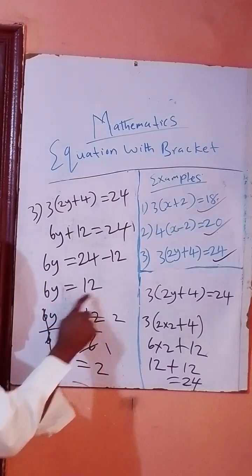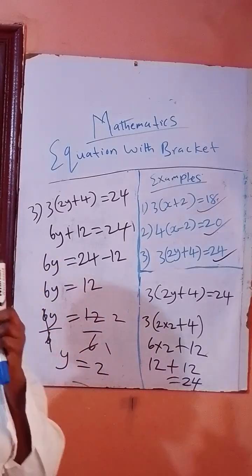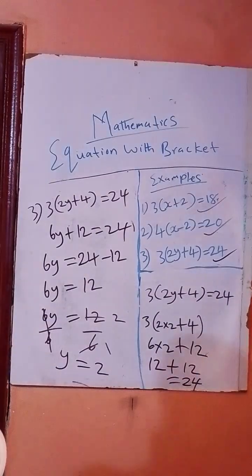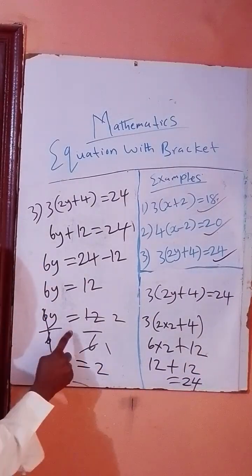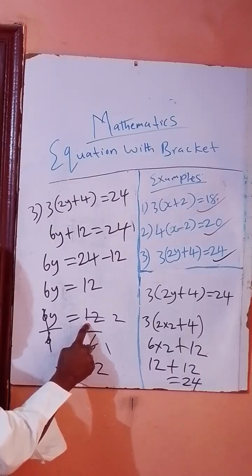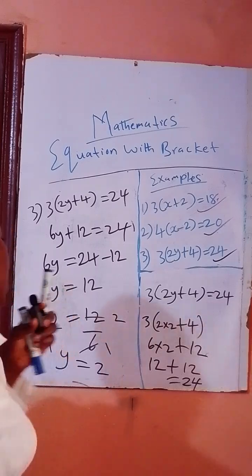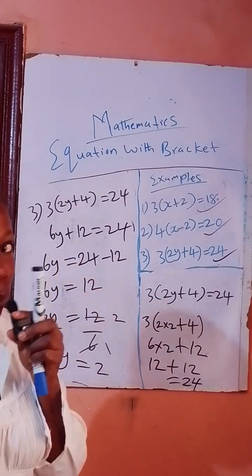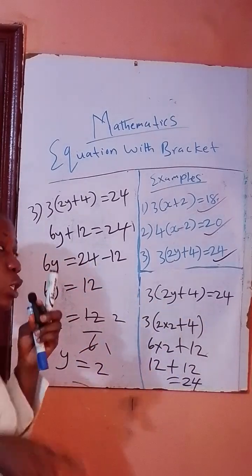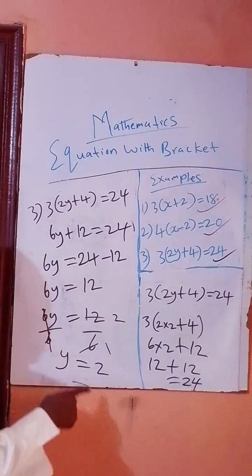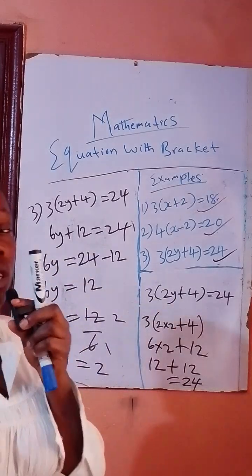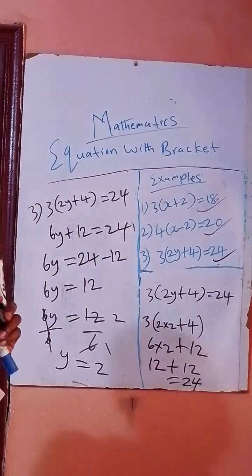6y equals 12. We divide both sides by 6. 6y over 6 equals 12 over 6. 6 cancels 6, it's remaining y. Then 6 divided by itself is 1. 6 in 12 is 2. Then y is equal to 2. We checked whether it's correct.